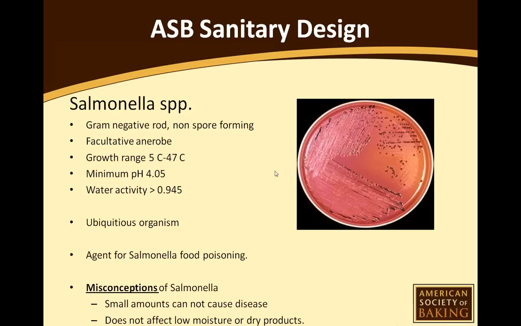Salmonellosis is an infection associated with the ingestion of the bacteria called Salmonella. This organism is a gram-negative, non-swarming facultative anaerobe that can grow from 5 degrees to 45 degrees Celsius, as low as a pH of 4.05 and a water activity of 0.945. The organism is known to be present in many of the raw materials that are used in the baking industry and can be introduced into finished goods in several manners.